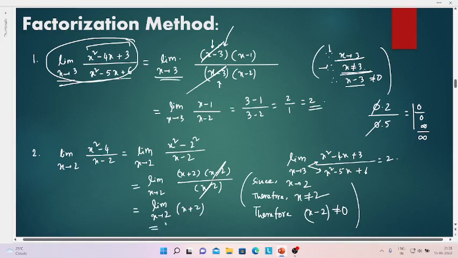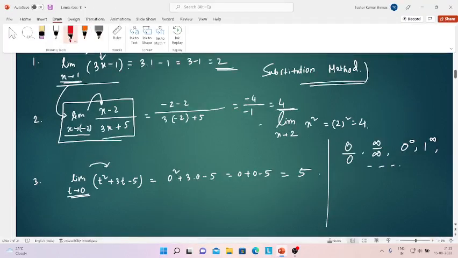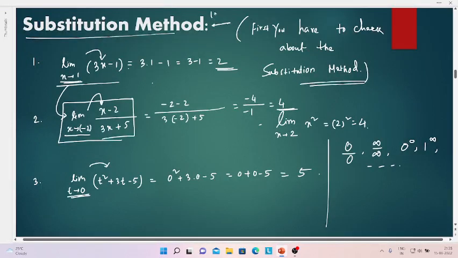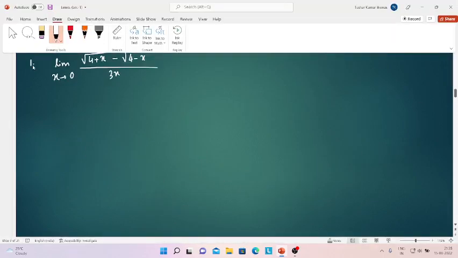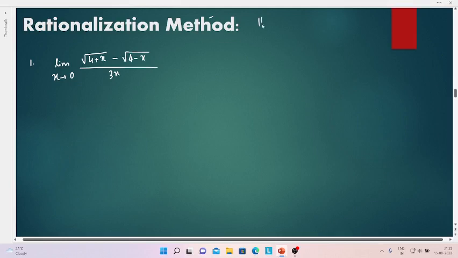Now we can substitute the value of x, which is 2, so it will become 2 plus 2. I mean, the value will be 4. So the limiting value of that particular function is 4. So you can understand what the factorization method is. You can say that this is the second method, and that was the first method, right? Let's move to the third method, which is called the rationalization method.